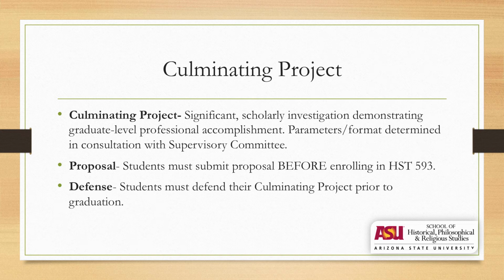Okay, the culminating project is a very big part of the Online History MA program. Your culminating project is a significant scholarly investigation demonstrating graduate-level professional accomplishment. The parameters and format will be determined in consultation with your supervisory committee. For this culminating project, you do have to create a proposal. The proposal is basically a summary of what you will do for the culminating project. You must submit your proposal before enrolling in the History 593 course. Finally, you must also complete a defense of this culminating project.